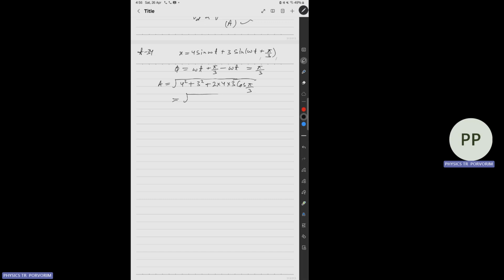It will now be 16 plus 9 plus, so 1/2 gets cancelled with 2, it will be 12, that is 4 into 3. So it will be root 37, and that is approximately 6 centimeters. The answer is B.